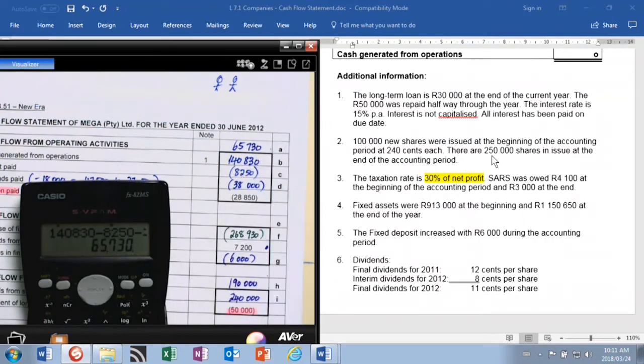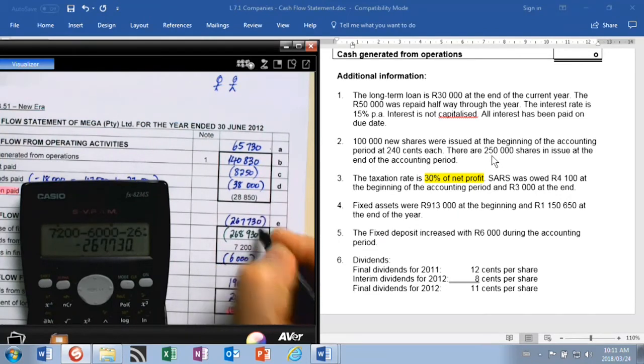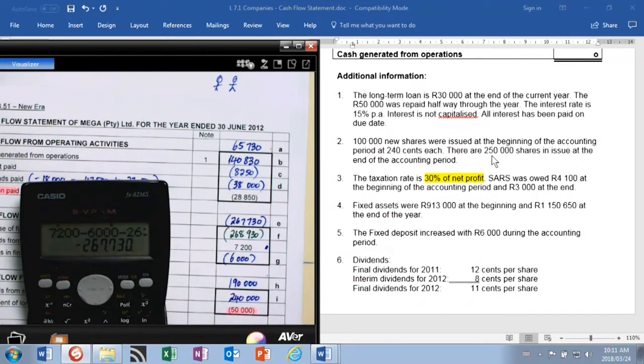65,730. In the middle, we've got a positive 7,200 rand, minus 6,000 rand, minus 268,930, and that gives us 267,730 in brackets. The lower part is 190,000.